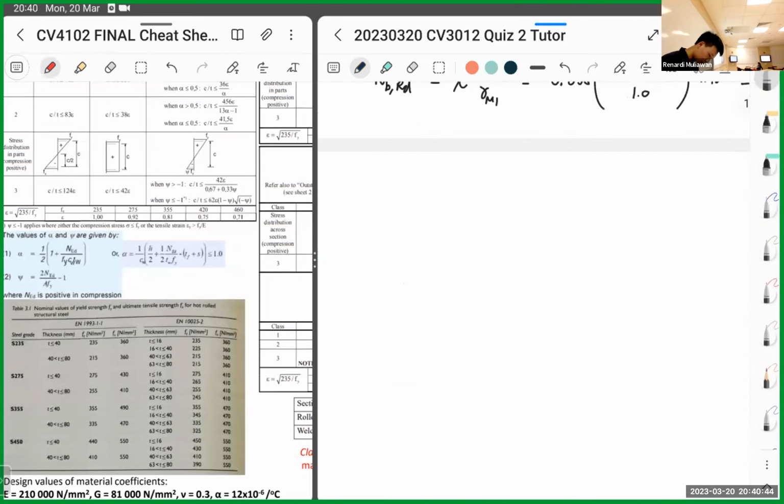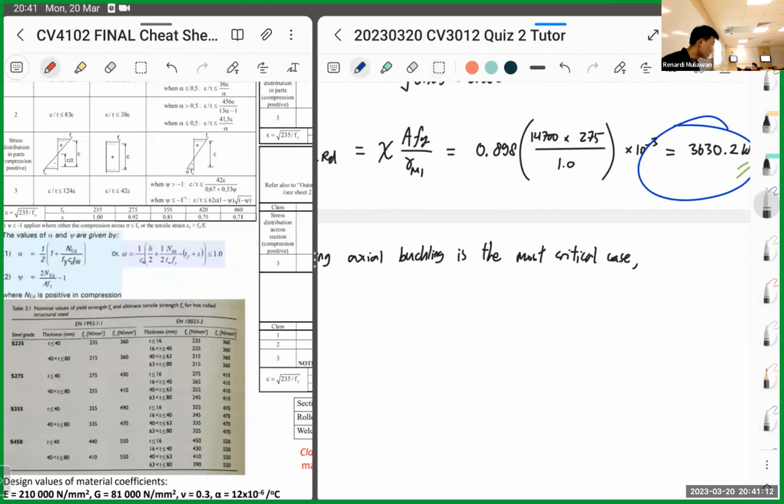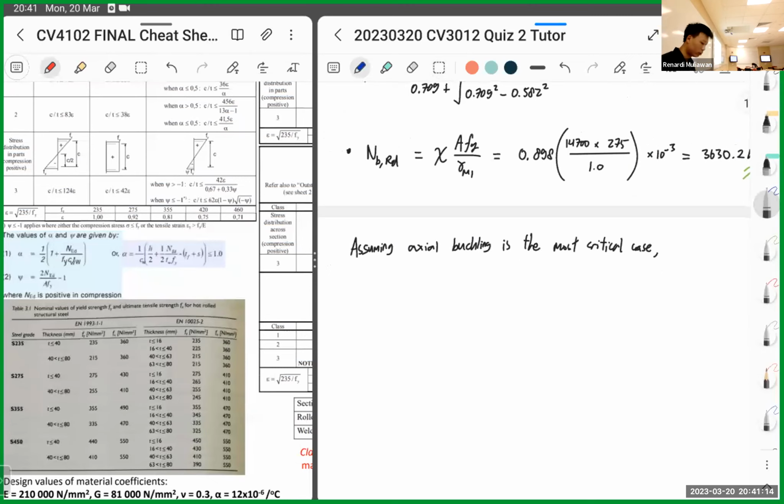So in this case, assuming buckling is the most critical case, it should be axial buckling. So we have our resistance, which is this. Our column can only resist this much force.